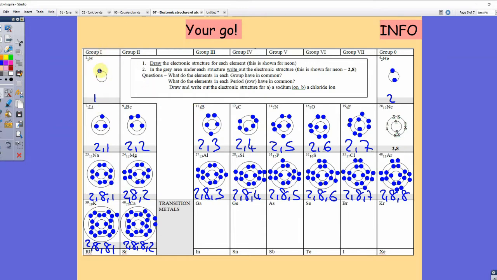So group 1 always has 1 electron in its outer shell. Group 2 all have 2 electrons in the outer shell. Group 3 has 3, and so on up to group 7, which all have 7 electrons in their outer shell. Group 0 is called 0 rather than 8 because we're saying the next available shell has no electrons in it, because if we called it group 8, well, neon and argon have 8 electrons in their outer shell, but helium can only have 2 electrons, but these all have a full outer shell.